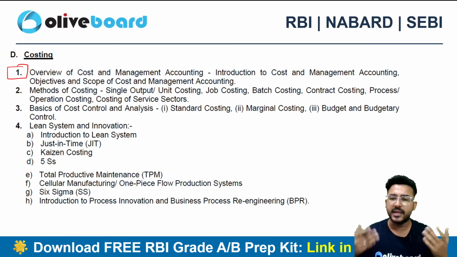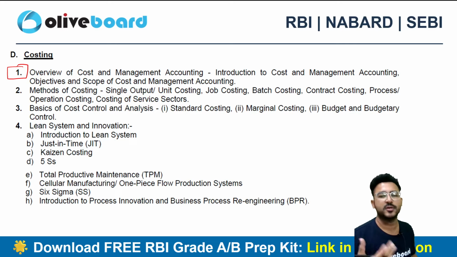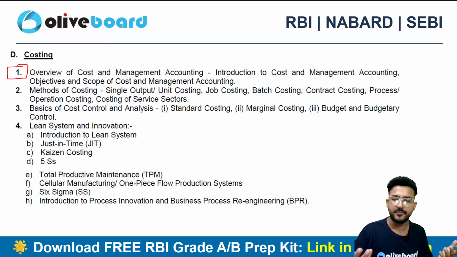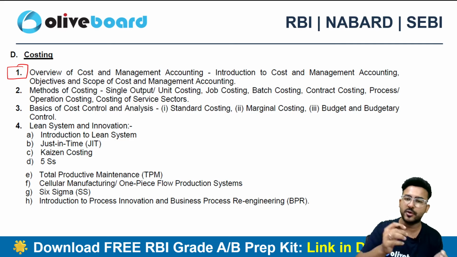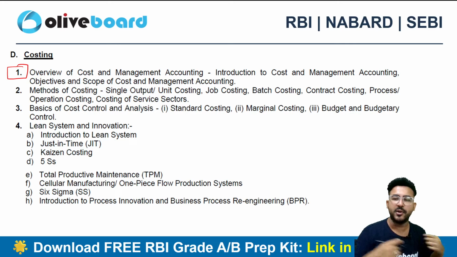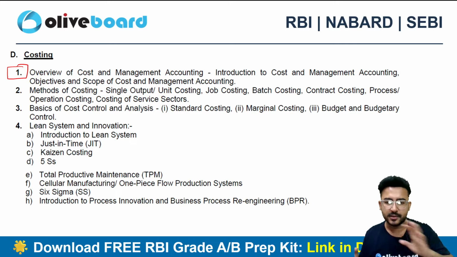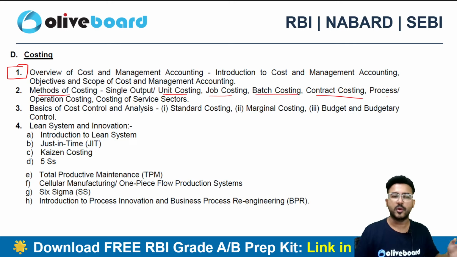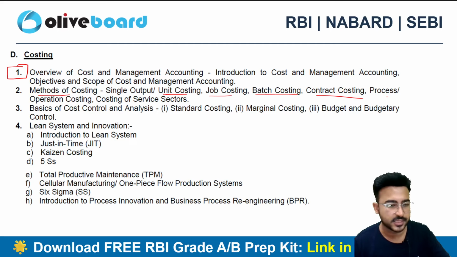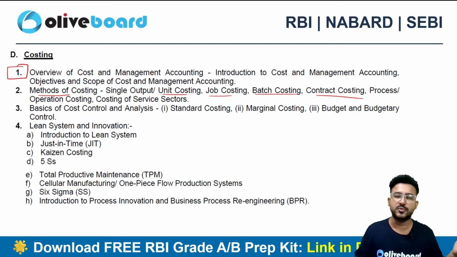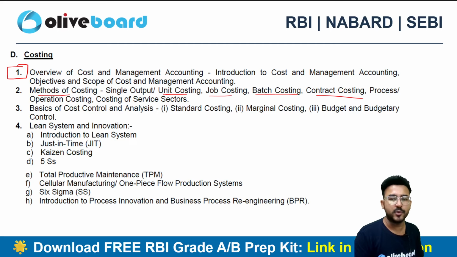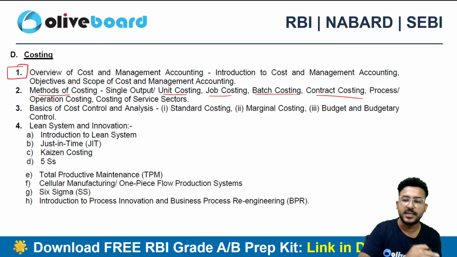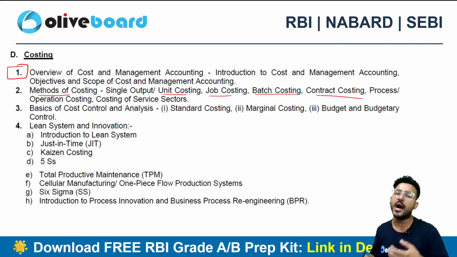Then in every industry, the method of ascertaining cost can be different. Say for example, I am teaching. So my method of ascertaining cost will be different as compared to a t-shirt manufacturer, right? So that's why we have methods of costing. So different methods like unit costing, job costing, batch costing, contract, process costing and service costing are there. Different industries do have their different methods. That's why we need to have a crisp understanding of the methods of each and every industry, how they ascertain the cost.